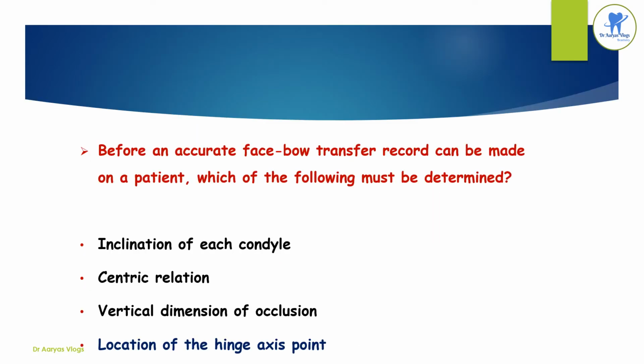Before an accurate face bow transfer record, the record which is made on a patient, the location of the hinge axis point must be determined. So that is the important MCQ.